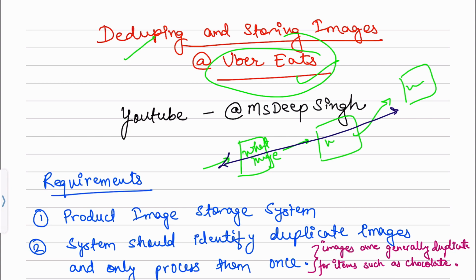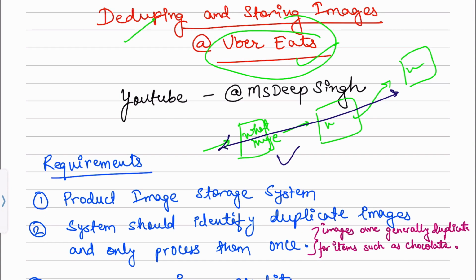So for the images or for the same videos, if we can somehow detect before storing whether it's actually a duplicate or not, if it's a new image or not, then we can save our costs on the storage. So today we are discussing that same solution in the case of Uber Eats.